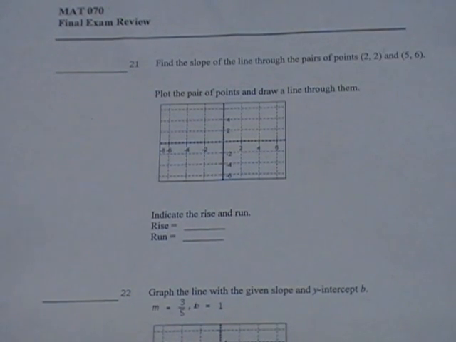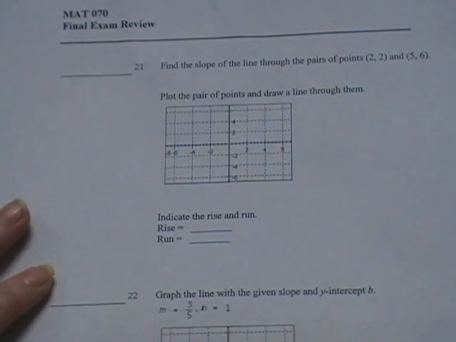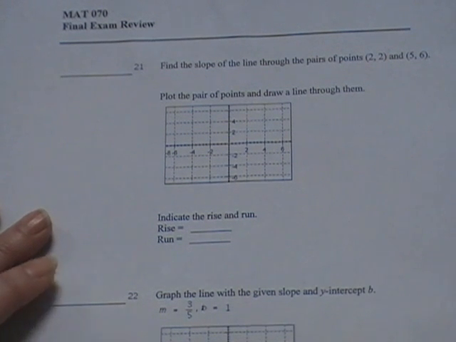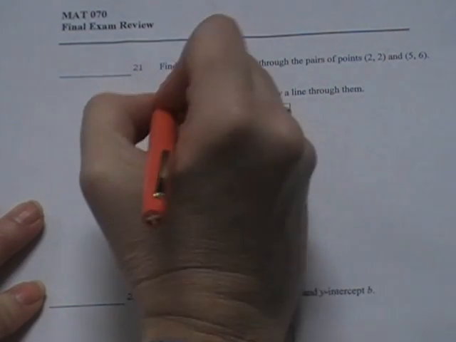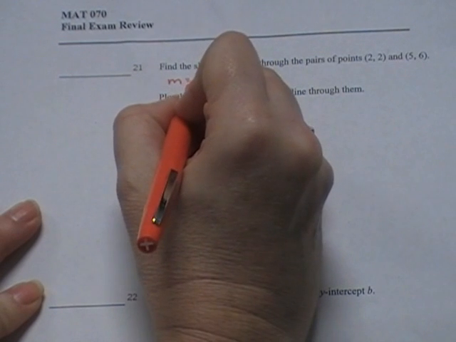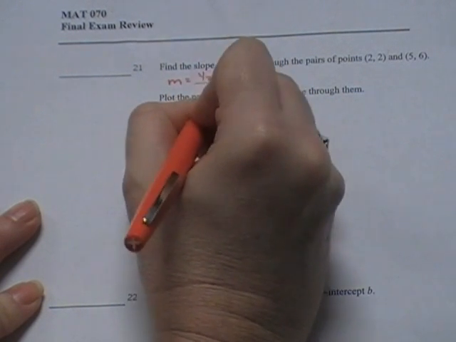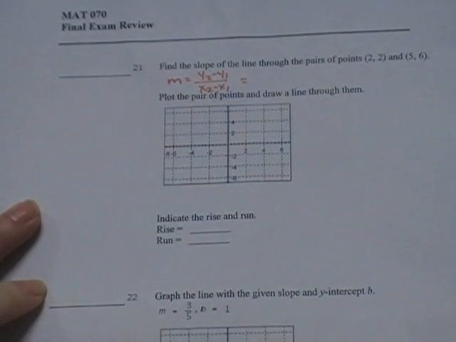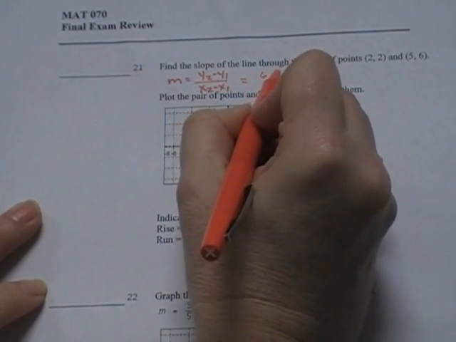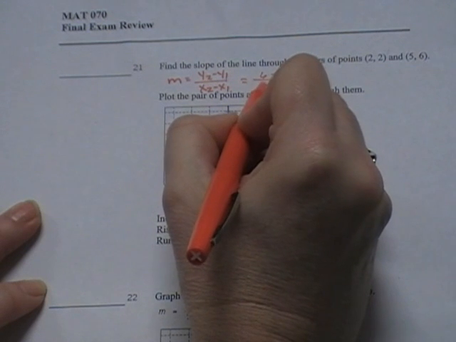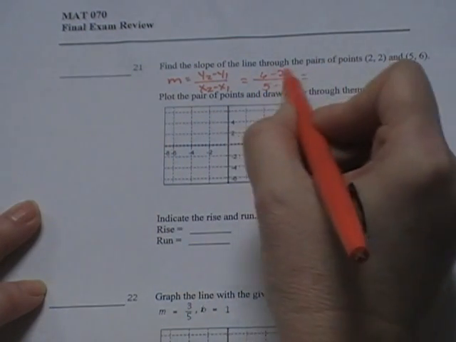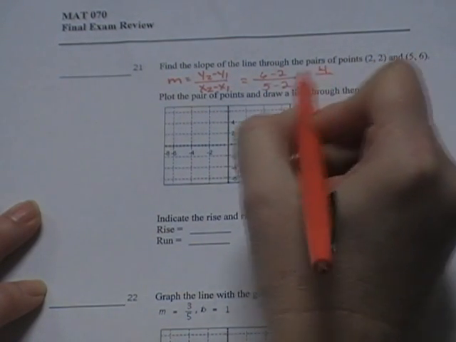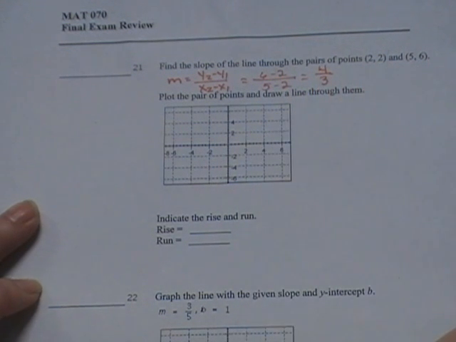Continuing with our final exam review, number 21 asks us to find the slope of the line through the points 2, 2 and 5, 6. Well, the formula for slope is y sub 2 minus y sub 1 over x sub 2 minus x sub 1. Plugging in the coordinates given, 6 minus 2 over 5 minus 2. 6 minus 2 is 4. 5 minus 2 is 3.